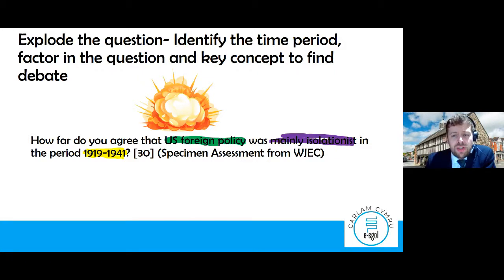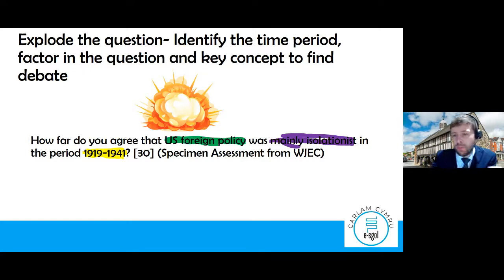So remember back to the second session, I talked about those debating words, right? Mainly is that debating word. If this question said, how far do you agree that US foreign policy was isolationist in the period 1919 to 1941? Your answer could be yes, it was, or no, it wasn't. But as soon as you throw that word mainly in, how far do you agree that US foreign policy was mainly isolationist in the period 1919 to 1941? It gives room for debate.